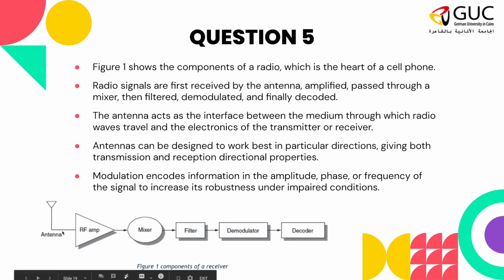And by the way, this is describing how to receive a radio signal, because it is first received by the antenna, then it will be passed by the RF amplifier to be amplified, then it will be passed through a mixer, then filtered, then demodulated, and finally it will be decoded.